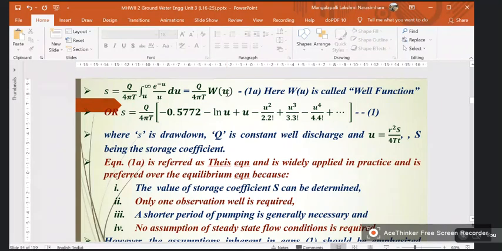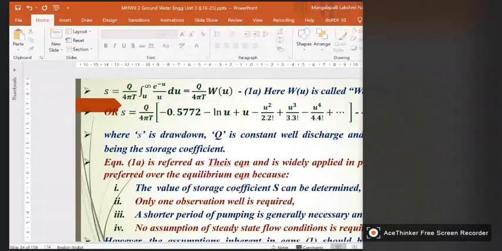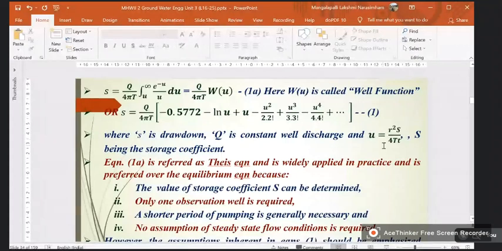Now, the well function u is defined as r squared S by 4 T t. So this well function value will vary from time t equal to 0 to any other time t. In this expression, you can substitute the value of t starting from 0 to any other time. But of course, t equal to 0 is not defined because u will be infinity. So t is greater than 0.